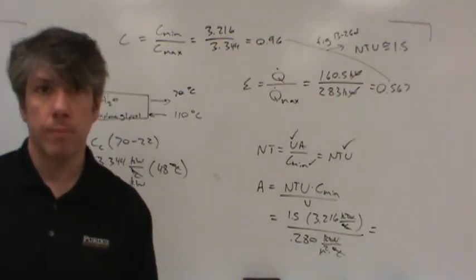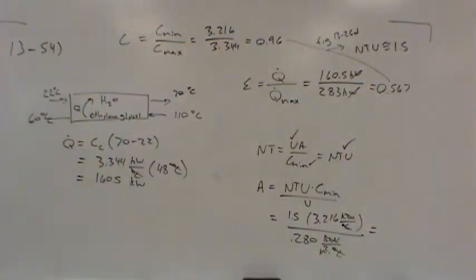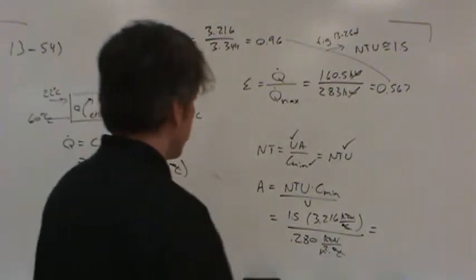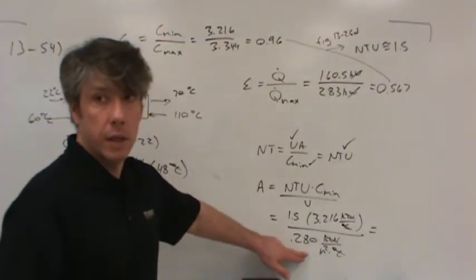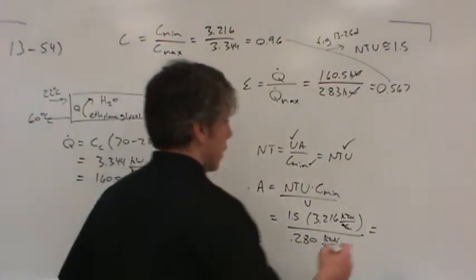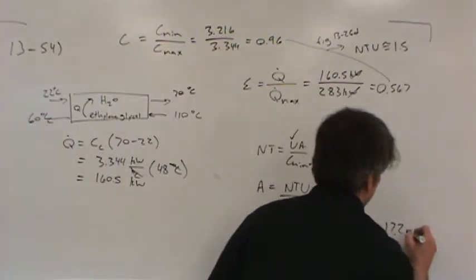Where was U? What's that? U is the overall heat transfer coefficient that was given in the problem statement. It was 280 watts per square meter per degree Celsius. 17.2. Is that 0.280 or 280? 0.280. Where was it? 17.2. Okay, 17.2 square meters.